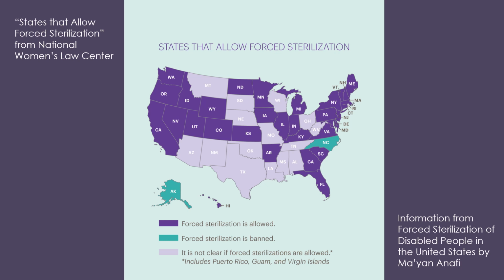As of 2022, 22 states and the District of Columbia have laws allowing involuntary sterilization. Alaska and North Carolina are the only states that have laws that ban the practice. 9 states have local legal precedents that allow the practice. 17 states and 3 territories have no law or local precedents regarding the practice. The states in dark purple allow forced sterilization. The states in light purple have no laws about it, and the states in turquoise have banned forced sterilization.